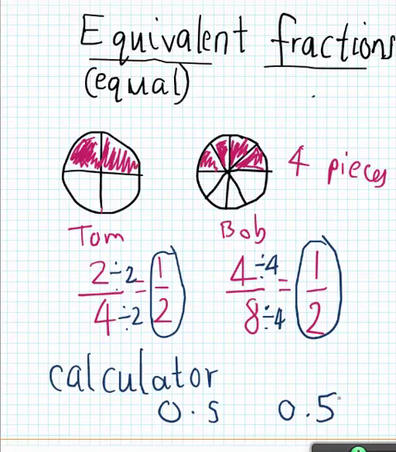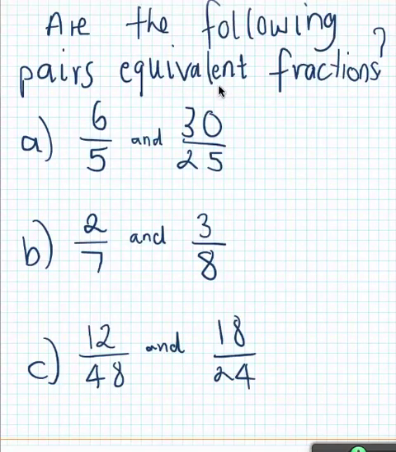Next question asks us, are the following pairs equivalent fractions? So are they equivalent or not? Are these fractions for A, are they the same number? And B and C. So we'll start with A. I'll just change my color. Now, to do this, all we have to do is simplify each fraction until we can't simplify it anymore. And let's have a look.